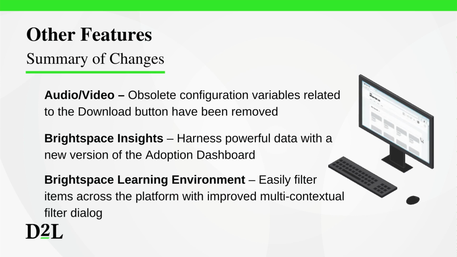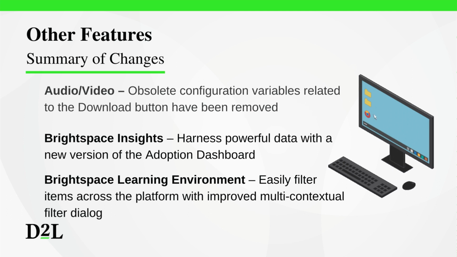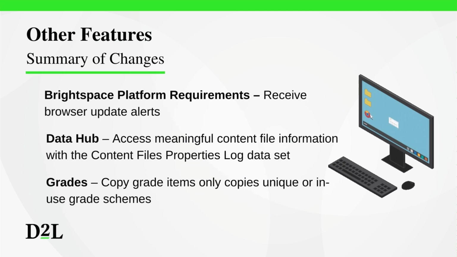Finally, let's take a quick look at the other features for this month's release. Obsolete configuration variables related to the download button have been removed from the audio-visual tool. Harness powerful data with a new version of the adoption dashboard in Brightspace Insights. In Brightspace Learning Environment, easily filter items across the platform with improved multi-contextual filter dialog. Brightspace platform requirements is improved to receive browser update alerts. In Data Hub, access meaningful content file information with the content file's property log dataset.